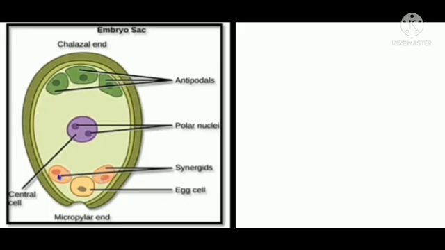These synergids are part of the egg apparatus and they help the pollen tube reach the egg cell for fertilization. Two polar nuclei fuse to form the secondary nucleus present in the central cell. The three antipodal cells are present opposite to the micropylar end, that is, at the chalazal end. These antipodal cells are rich in lipids, so they are known as nutritive centers.